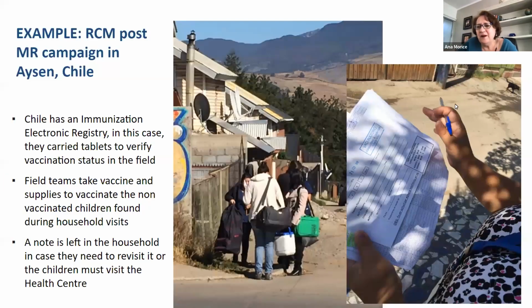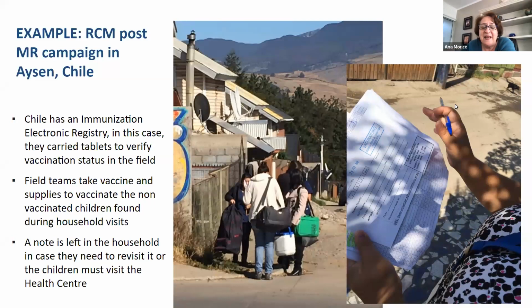And this is another example of a very different country. This is RCM implemented after a routine program campaign in Chile. Chile has a very mature immunization program and a great immunization electronic registry. So it's a country with high coverage and very good quality of the information about vaccines. But even in this context, RCM is helpful.